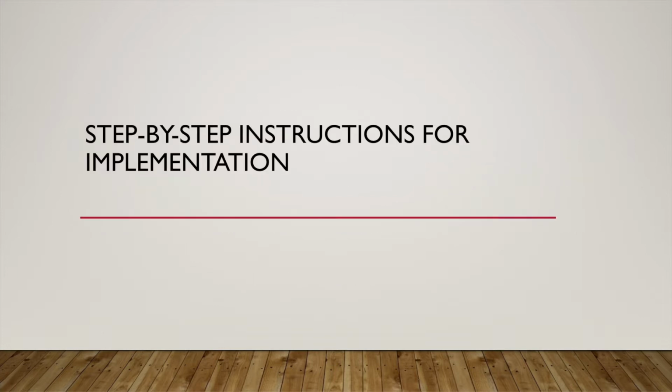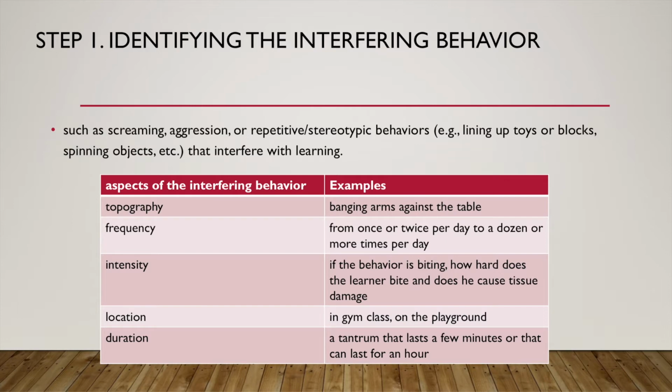So now I'm going to talk about step-by-step instructions for implementation. To use differential reinforcement, the first step is to identify the interfering behavior. Of course, we have to define the target behavior, such as screaming, aggression, repetitive or stereotypic behaviors that interfere with learning. These are the behaviors that can be used with differential reinforcement.